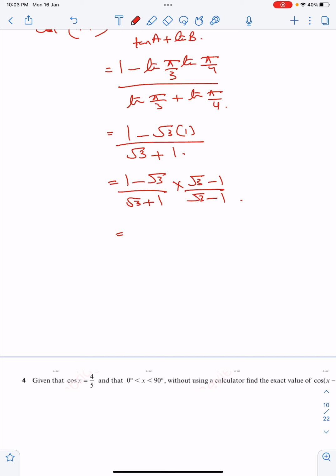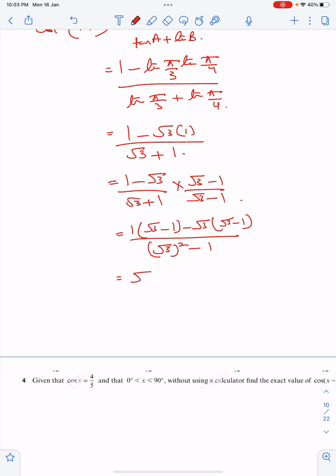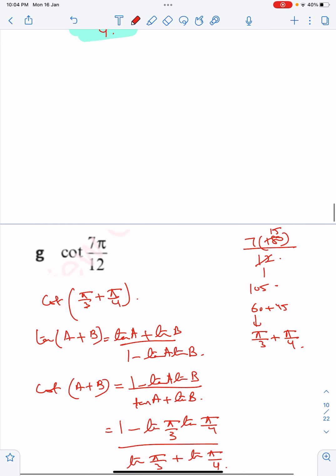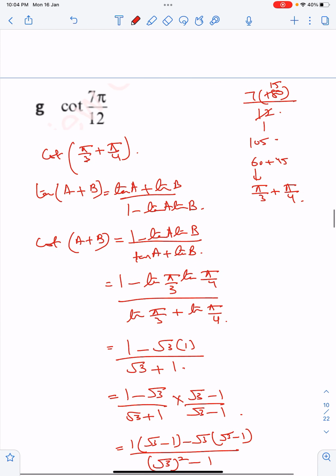It's 1 minus root 3 into root 3 minus 1. So, I can write 1 into root 3 minus 1 minus root 3 into root 3 minus 1 upon root 3 square minus 1. This will become root 3 minus 1 minus 3 plus root 3 upon 3 minus 1, which is 2. Okay, it becomes 2 root 3 minus 4 upon 2. When you divide both the terms by 2, you will get root 3 minus 2. This is the final answer to this part, which was actually the G part of question number 4.